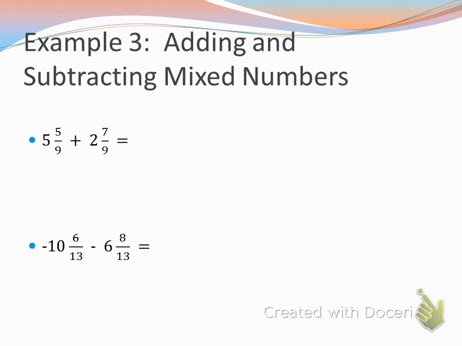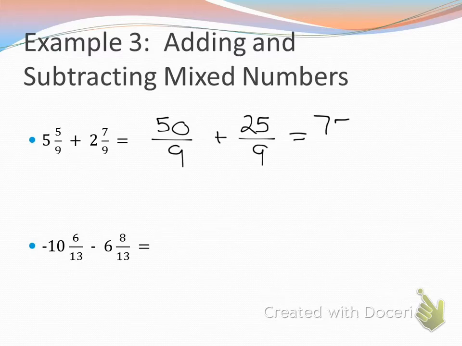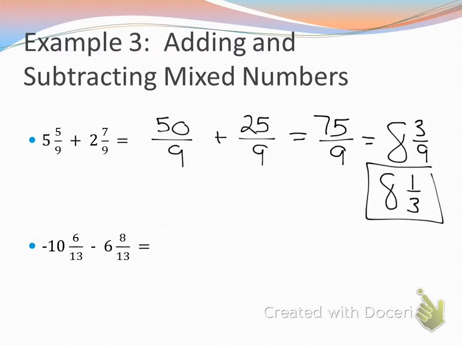All right, so 5 and 5/9 becomes what? 50 over 9. Good. 50 over 9. And 2 and 7/9? 25 over 9. Now I can add them and get 75 over 9. But now I don't want to leave my answer improper. I ask myself, how many times does 9 go into 75? 8 times, with how many left over? 8 and 3/9. Final answer? 8 and 1/3.